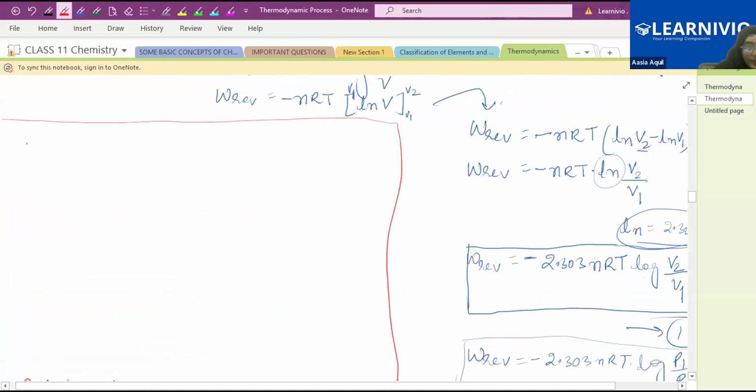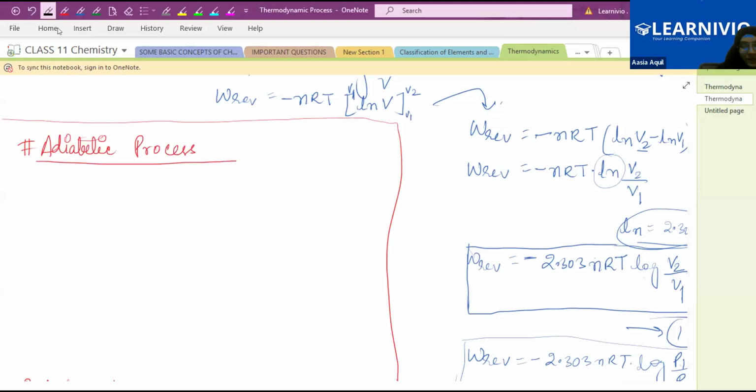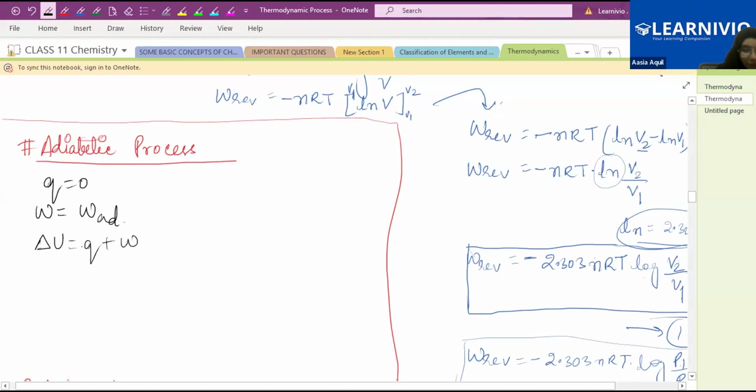Okay, so write down adiabatic process. So what is an adiabatic process? In an adiabatic process, there is no exchange of heat, so Q equals 0. If Q equals 0, then the work will become W adiabatic. And for delta U, we know the formula is Q plus W. So if Q equals 0, then delta U, the change in internal energy, is equal to W adiabatic. The work done in an adiabatic system is equal to the change in internal energy.